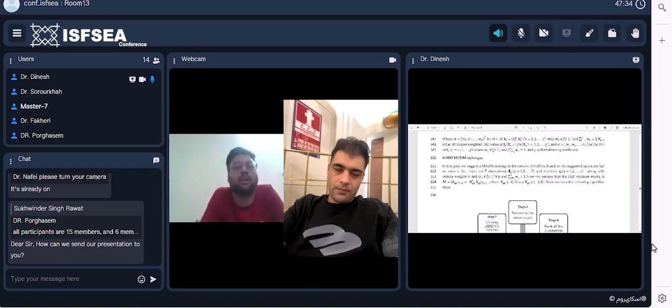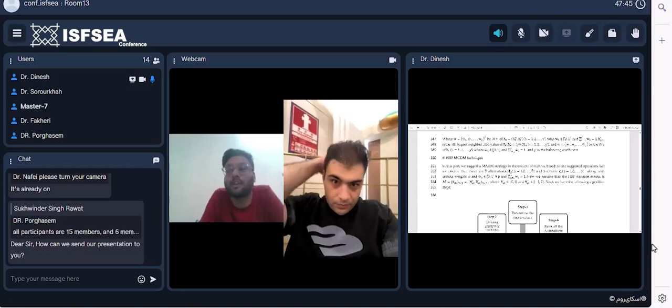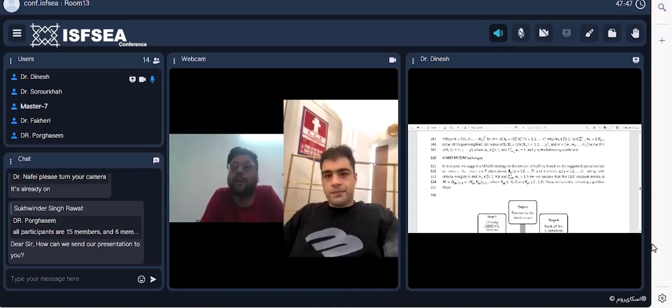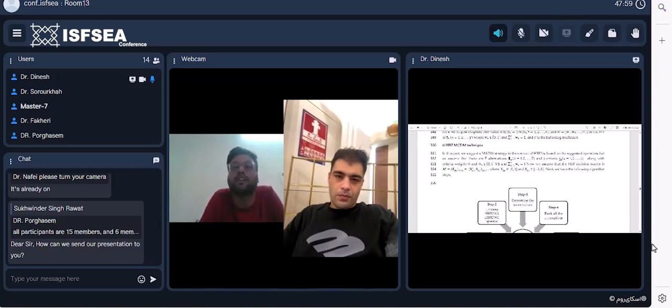Here, this is the MCDM technique, the hesitant bipolar fuzzy MCDM technique. In this part, we suggest an MCDM strategy in the context of hesitant bipolar fuzzy numbers. Based on suggested operators, let us assume that there are alternatives and criteria along with criteria weights. Now we assume that the hesitant bipolar fuzzy decision matrix is this. Next, we have the following algorithm steps in our MCDM technique.